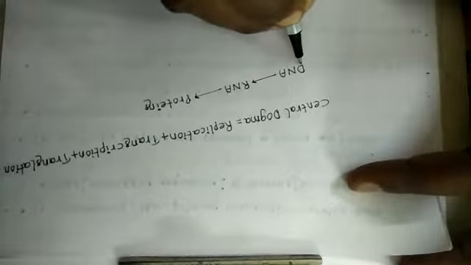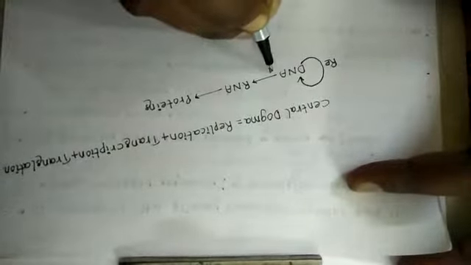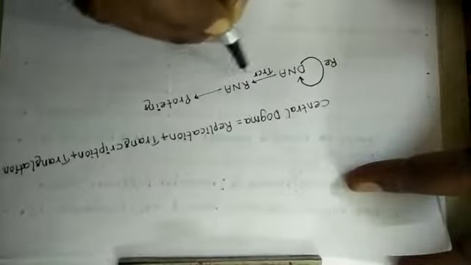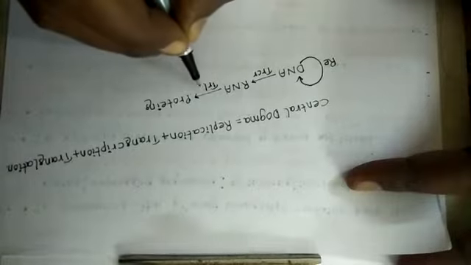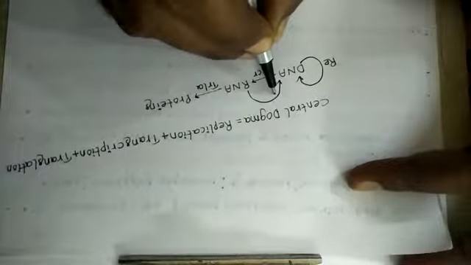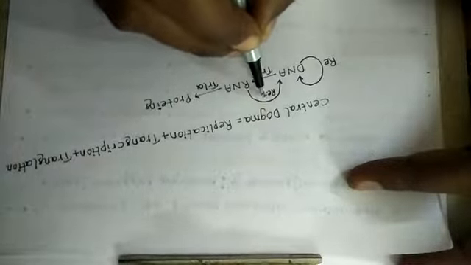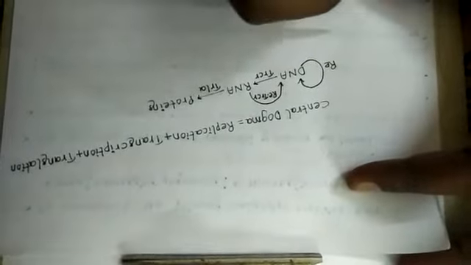Here, DNA forms DNA again, what we call replication. DNA forms RNA, what we call transcription. RNA forms proteins, what we call translation. And RNA forms DNA, what we call reverse transcription, which takes place in the retroviruses.